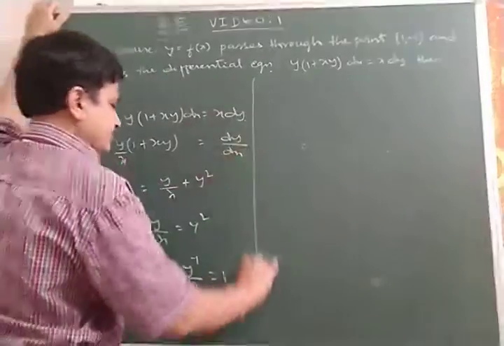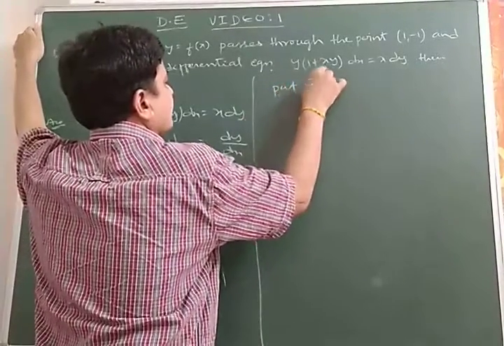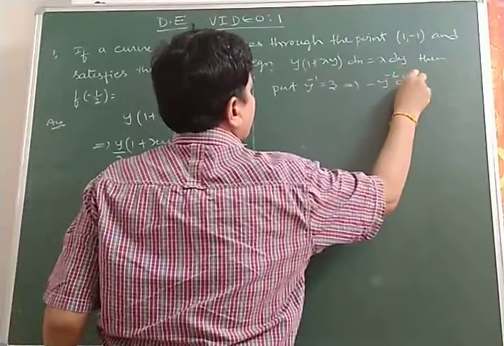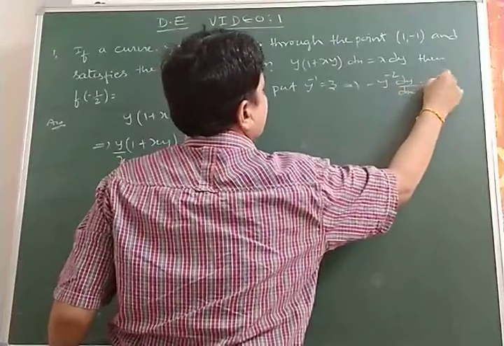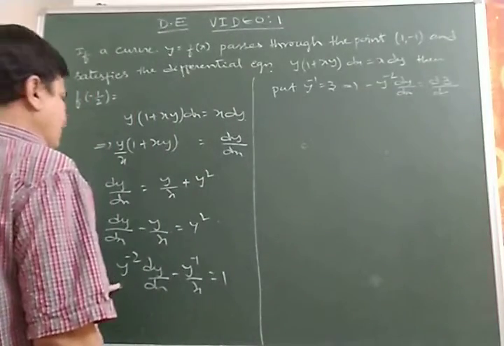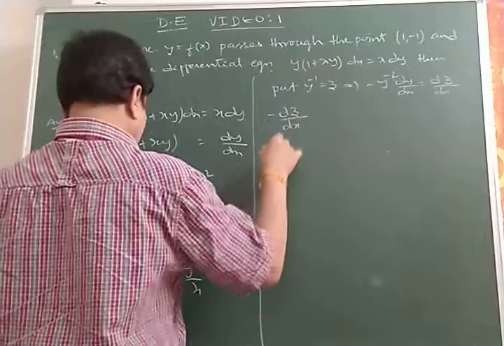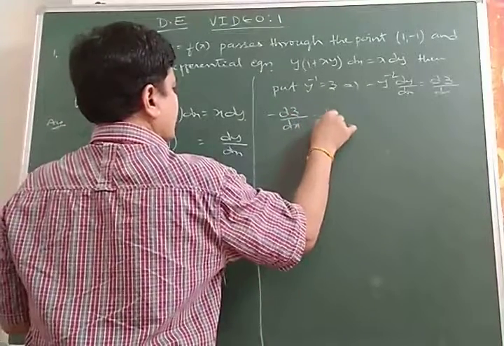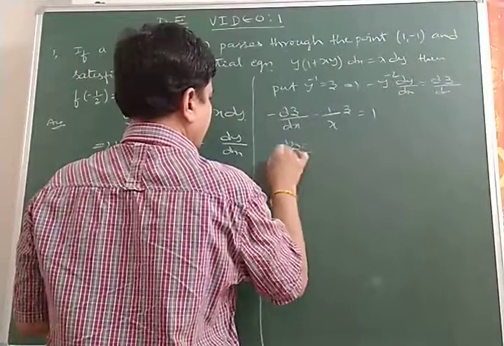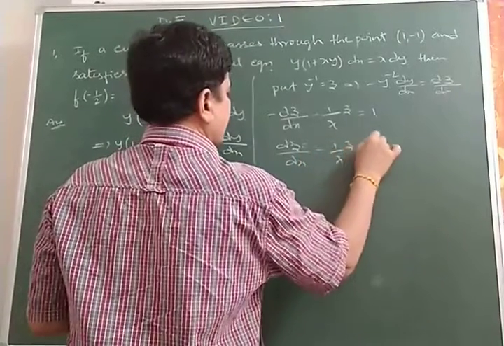Put y power minus 1 is equal to z. So that implies minus y power minus 2 into dy by dx is equal to dz by dx. Now replacing, we get dz by dx minus 1 by x into z is equal to 1. Now dz by dx minus 1 by x into z is equal to minus 1.